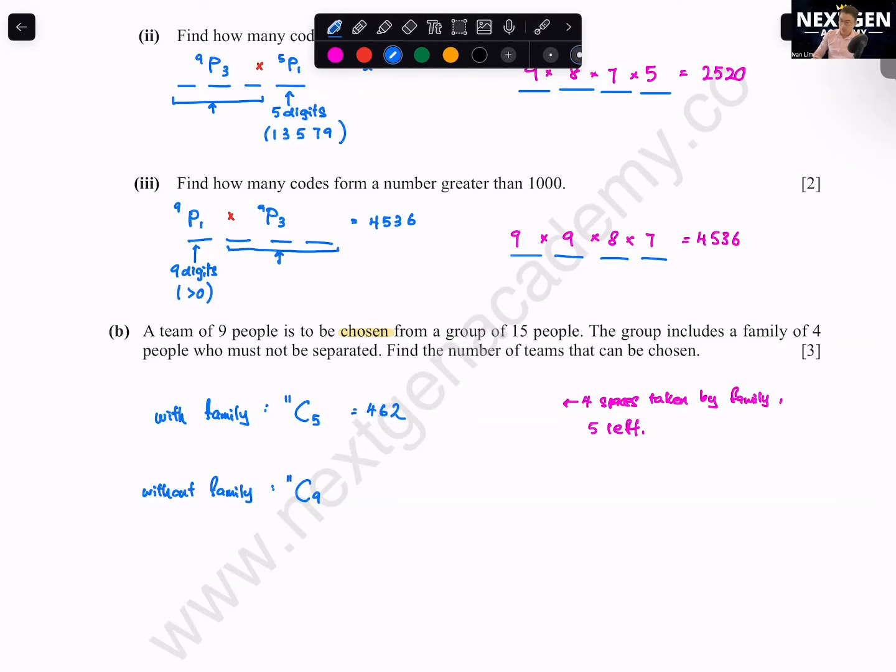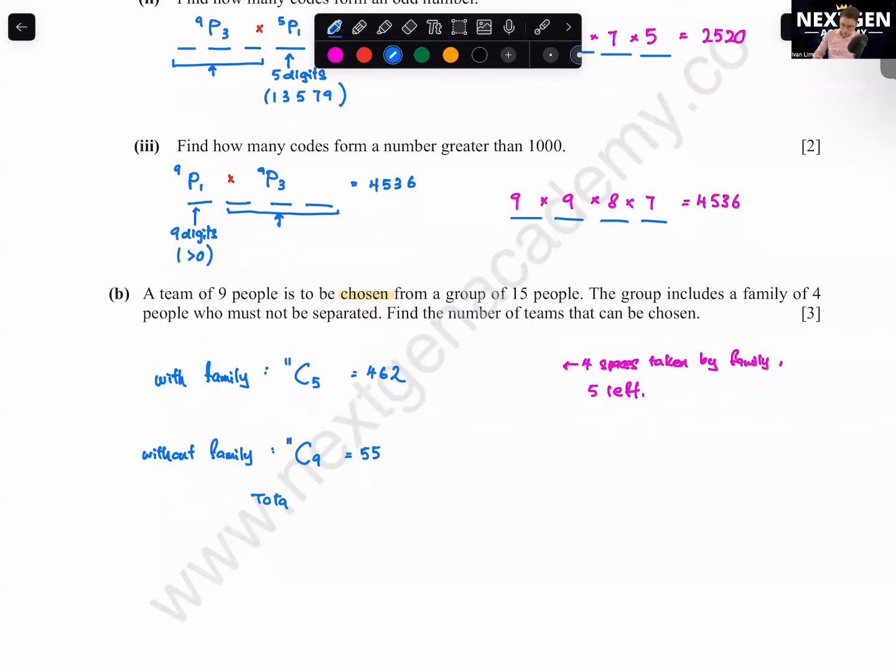So here will be 462, and this one will be 55. All right, so for the total arrangement, you'll take 462 plus 55. You should get 517.